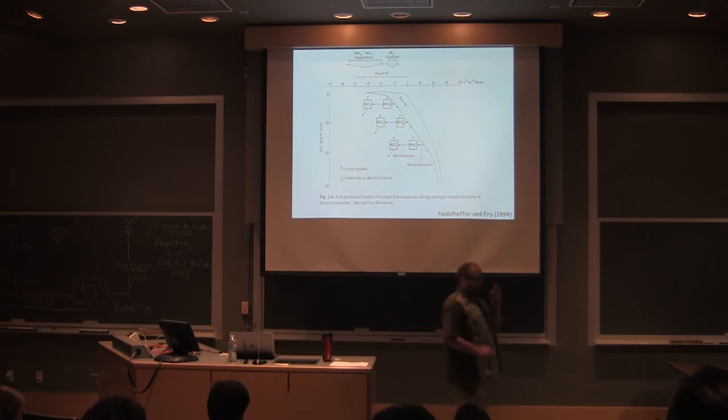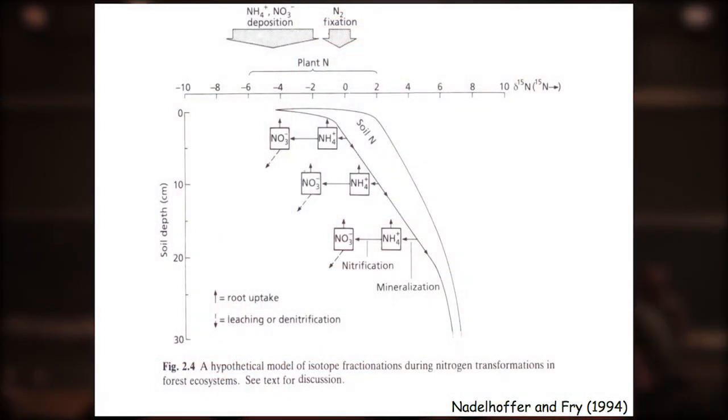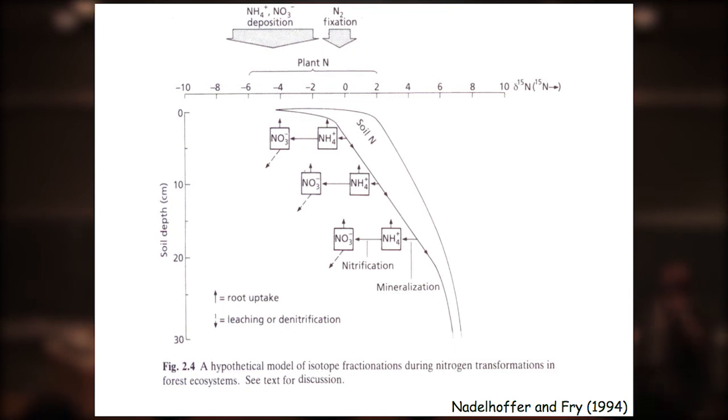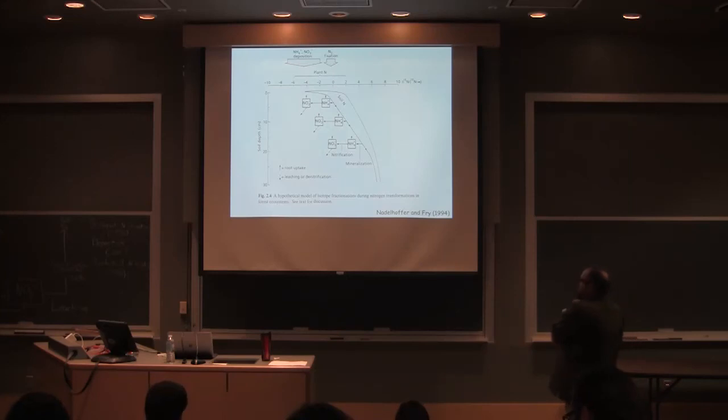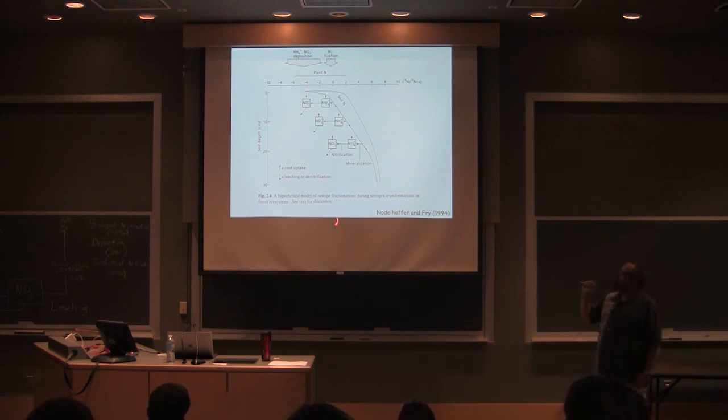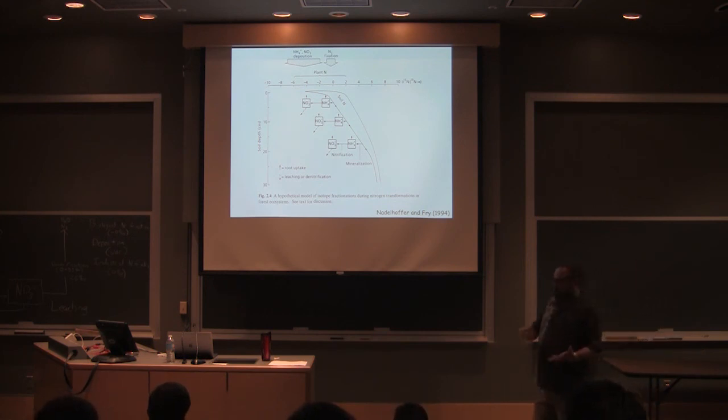This is Nadelhoffer and Fry. Brian Fry is probably the most famous isotope person who hasn't come here since the very first class, right? Might be. But they basically suggested this back in 1994 for forested ecosystems, that you have a gradual enrichment through the soil profile and a decrease in the amount of soil N. So you'll see this over and over and over in soil systems all over the place.